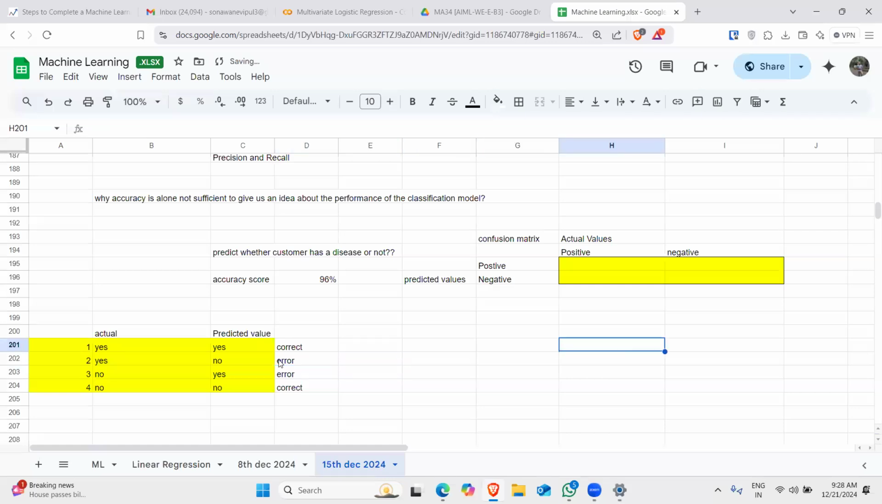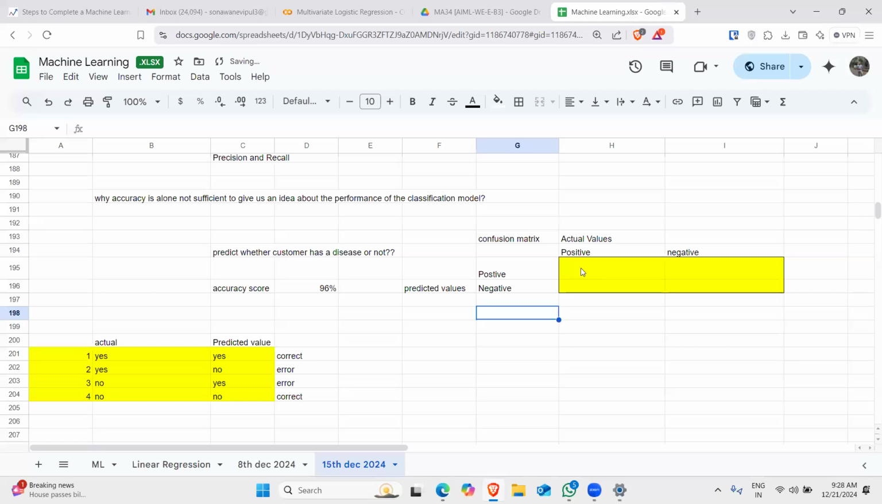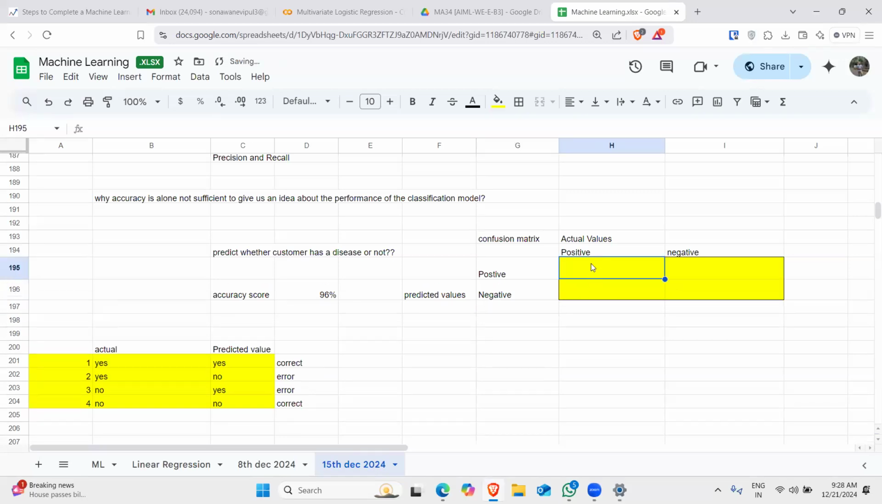Now let us try to understand the confusion matrix. What we are doing is just fitting these into a box. Actual is positive, predicted is positive. So this is a correct prediction, and this is known as true positive.